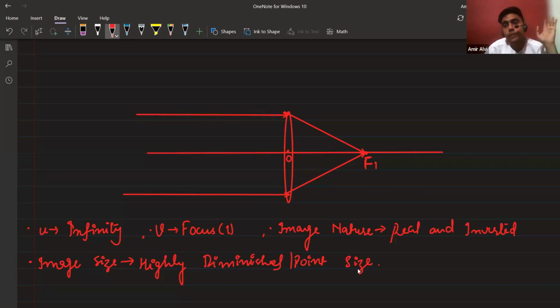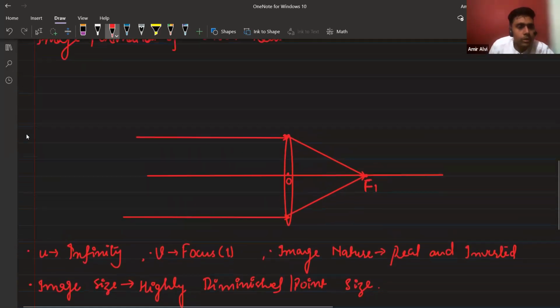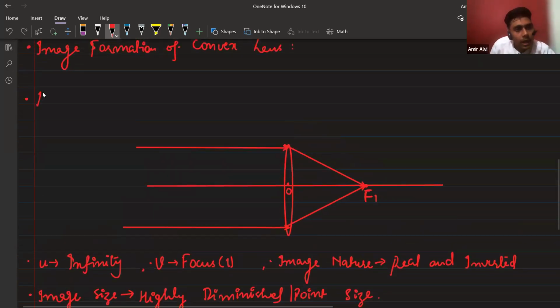So your object is at infinity almost, like the sun is lakhs of kilometers away from the Earth. The convex lens is very small in comparison to lakhs of kilometers. That's why we take this reference as infinity. Clear? Very good. So let me write down the thing as at infinity.